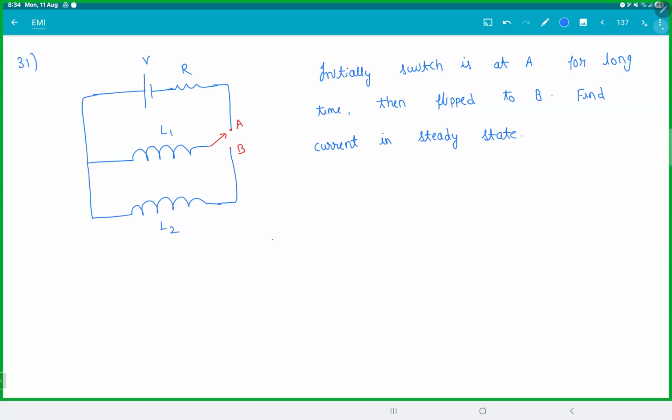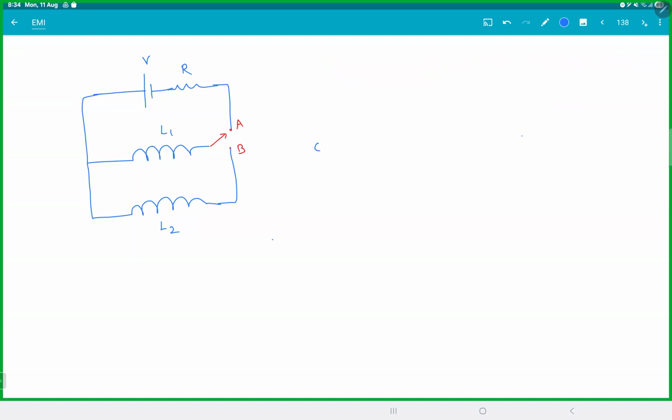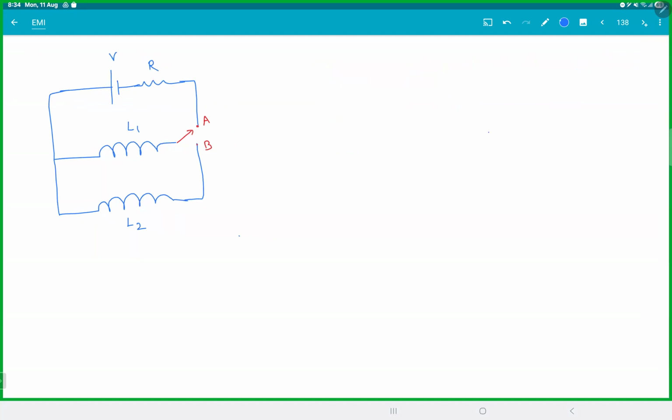So if you look at the circuit here, initially the current in the circuit is, let's say, capital I. I is equal to V by R. Now the moment you close the switch, the inductor L1 says, boss, I don't want the current to change, I want to have I. Inductor L2 will say, I also don't want to change the current, I want zero. You're getting what is happening?